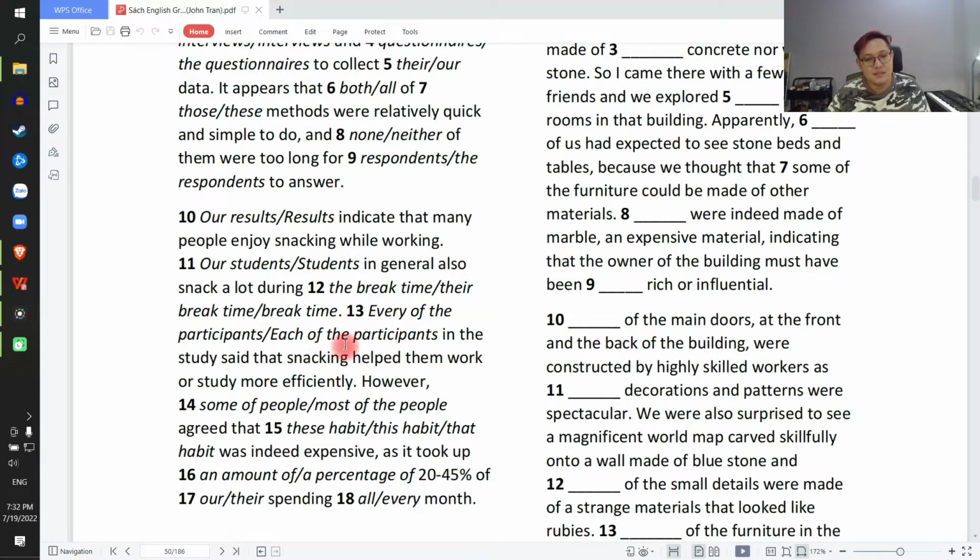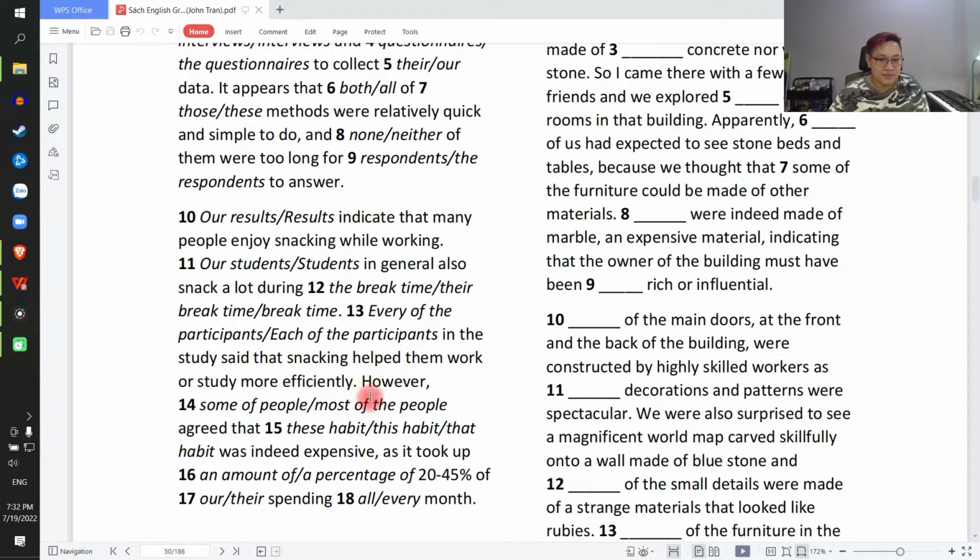13. Each of the participants, but we don't use every of the. Ta không được dùng là every of the mà chỉ có là each of the thôi. Each of the participants in a study said that snacking helped them work or study more efficiently. Mỗi cái người tham dự trong cái cuộc khảo sát, cuộc nghiên cứu này nói rằng cái việc mà, mấy cái verb -ing này thường là dùng như là danh từ, có nghĩa là cái việc, cái chuyện gì đó. Cái việc mà ăn vặt để giúp họ làm việc hoặc học hành một cách mà hiệu quả hơn.